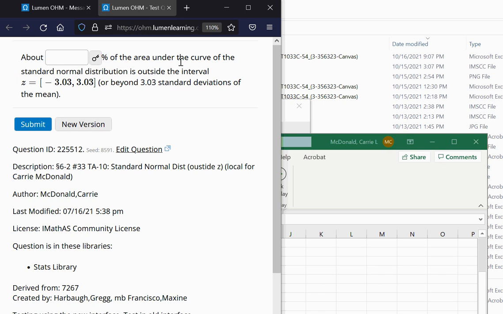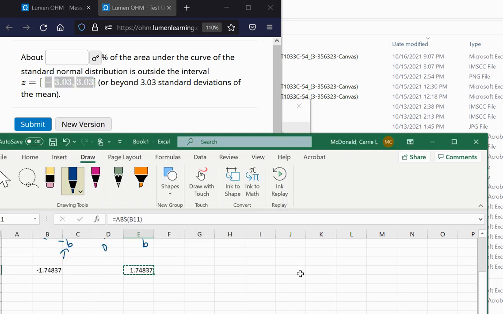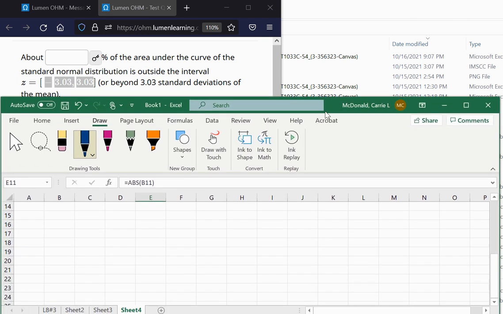About what percent of the area under the curve of the standard normal distribution is outside the interval from negative 3.03 to positive 3.03? Or in other words, beyond 3.03 standard deviations of the mean. Again, remember z-scores represent standard deviations. Okay, so this is kind of a similar example, except they've given us the boundaries. We've got to find the area.